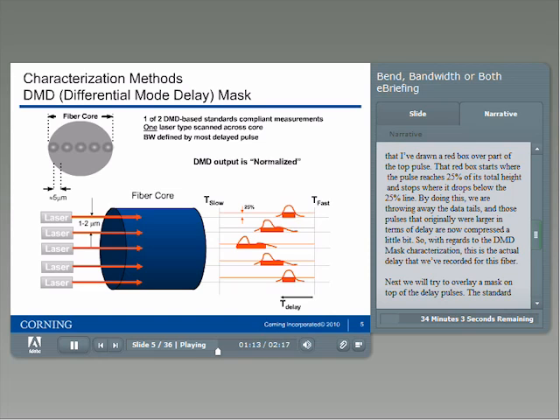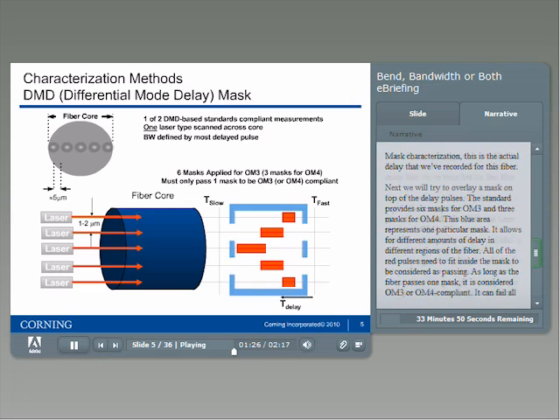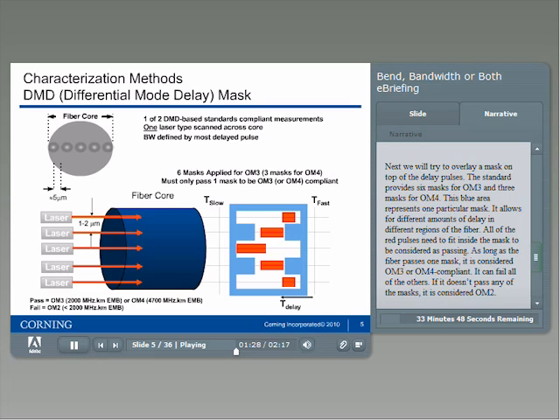By doing this, we are throwing away the data tails, and those pulses that originally were larger in terms of delay are now compressed a little bit. So with regards to the DMD mask characterization, this is the actual delay that we've recorded for this fiber. Next, we will try to overlay a mask on top of the delay pulses.